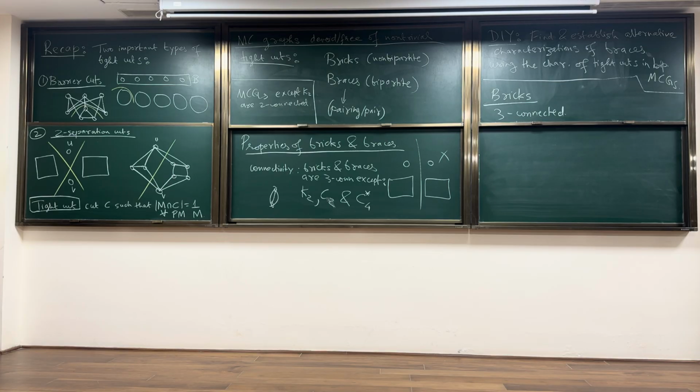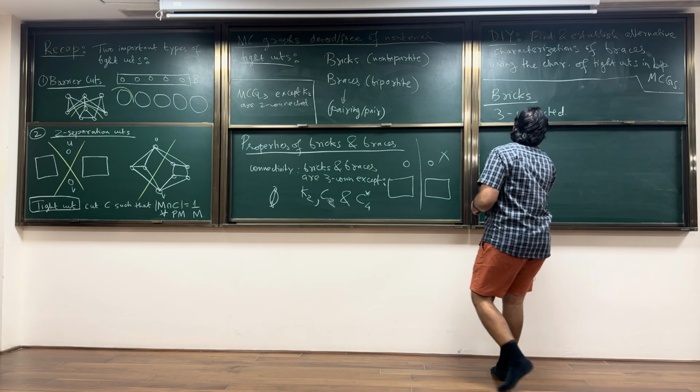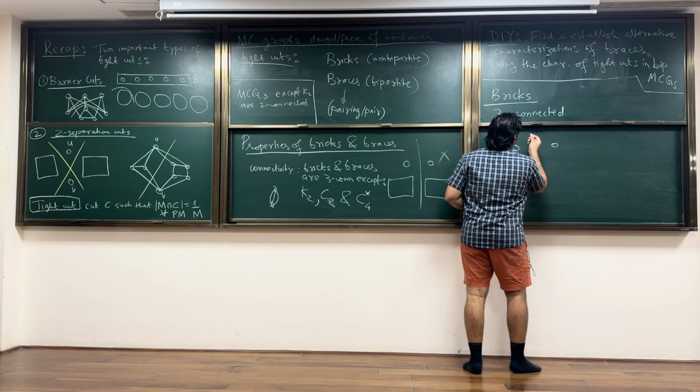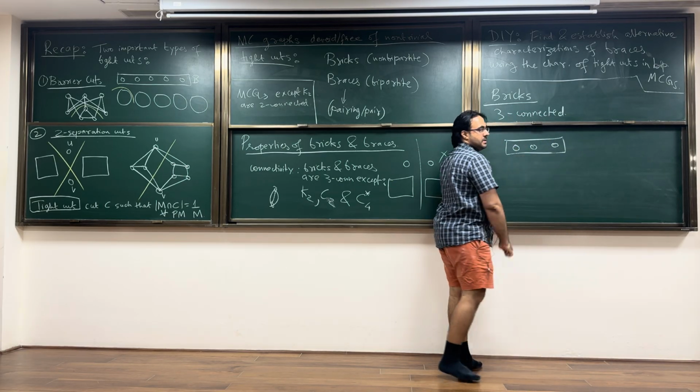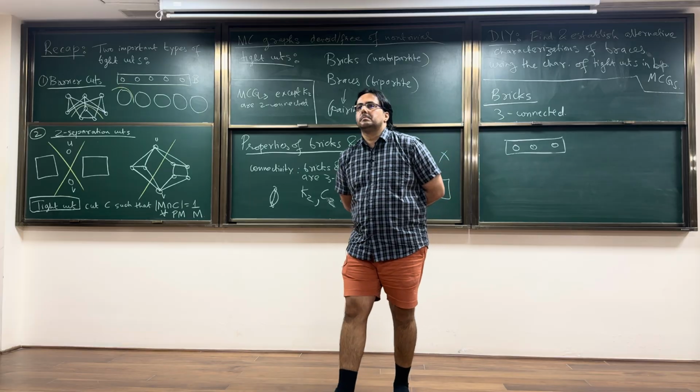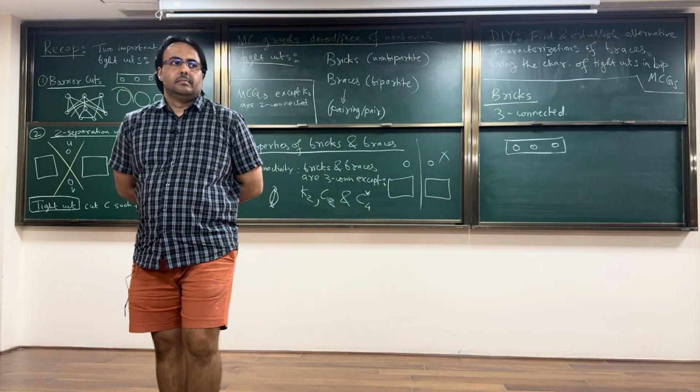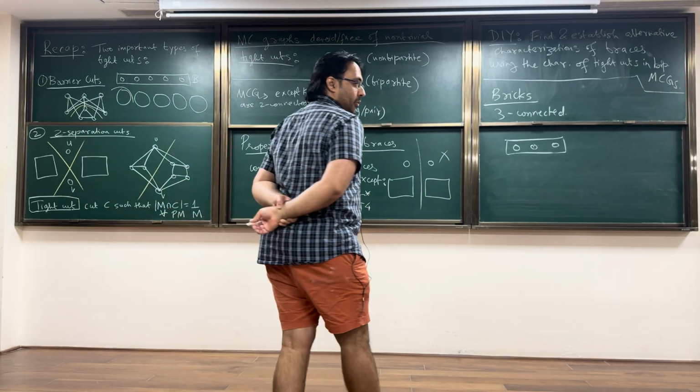So can a brick have a large barrier? By large I mean, okay, 2 vertices already not possible because it's 3 connected. Can a brick have a barrier of cardinality 3 or more? Supposing I have a brick and I have a barrier with 3 vertices, for example. So we get some odd components.